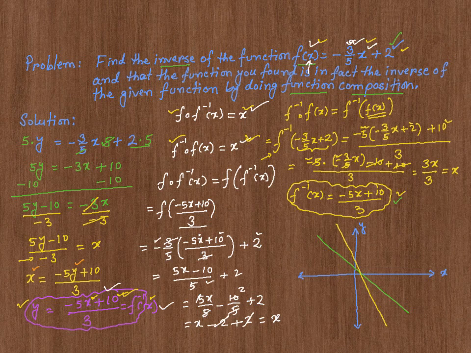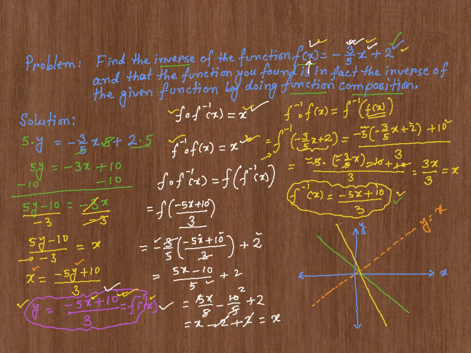Now this is what you want to do. You want to draw a line y is equal to x. So I'm going to just use a dash. This is my y is equal to x. This sketch is not perfect. However, this should give you an idea. Symmetry: inverse functions are reflections of each other about the line y is equal to x.